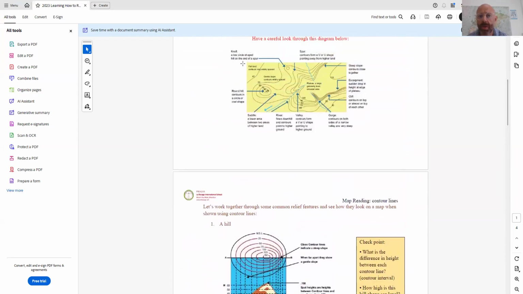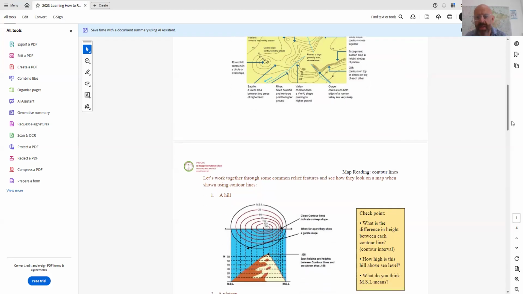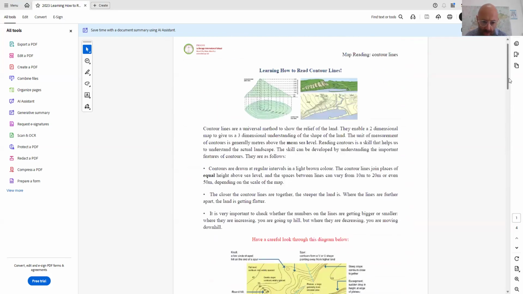But also need to be aware of things like cliffs. Cliffs would be very tightly concentrated contour lines. You would see a cliff there, an escarpment, okay? That's about it, really. I think that's what you need to know, and it could come up. So spend a few minutes considering this and try to look for them on maps.